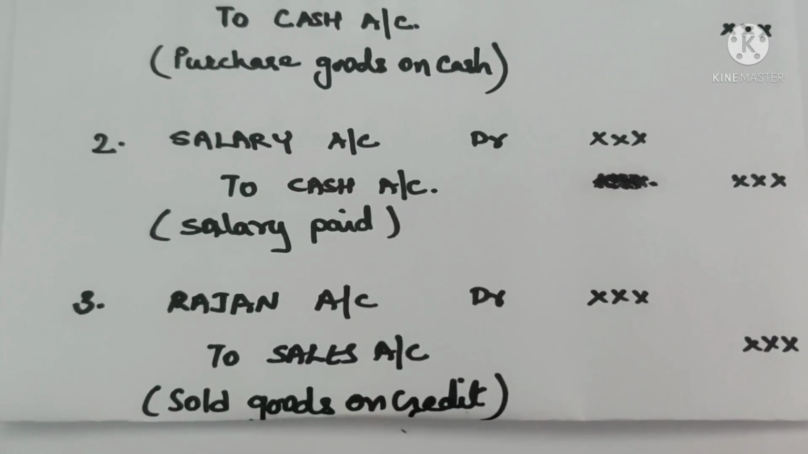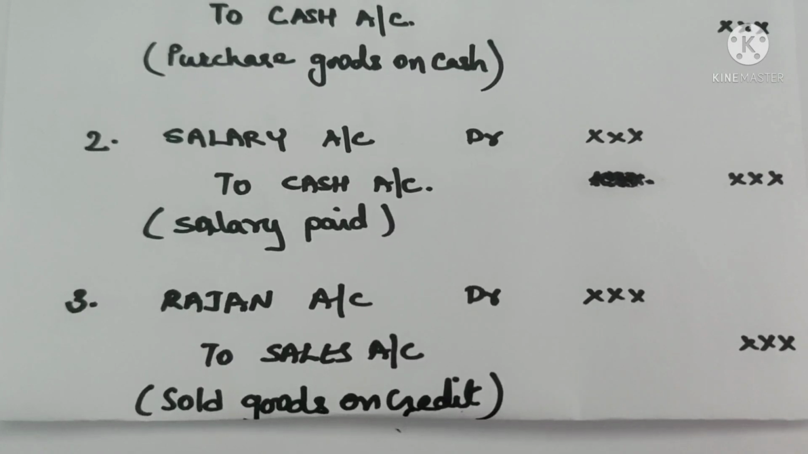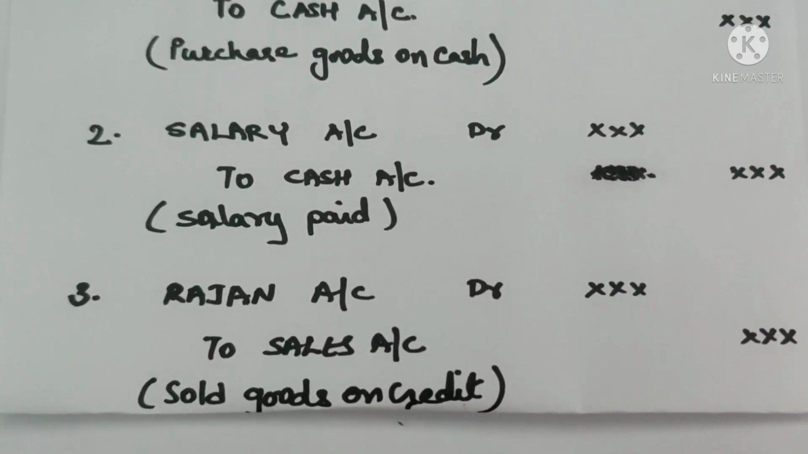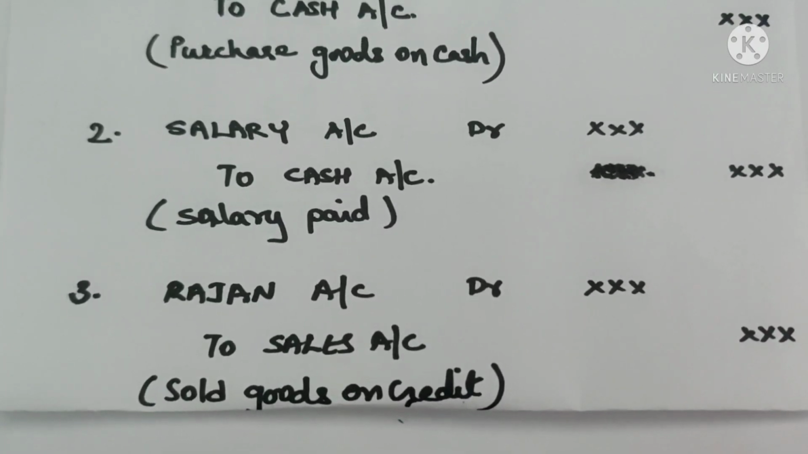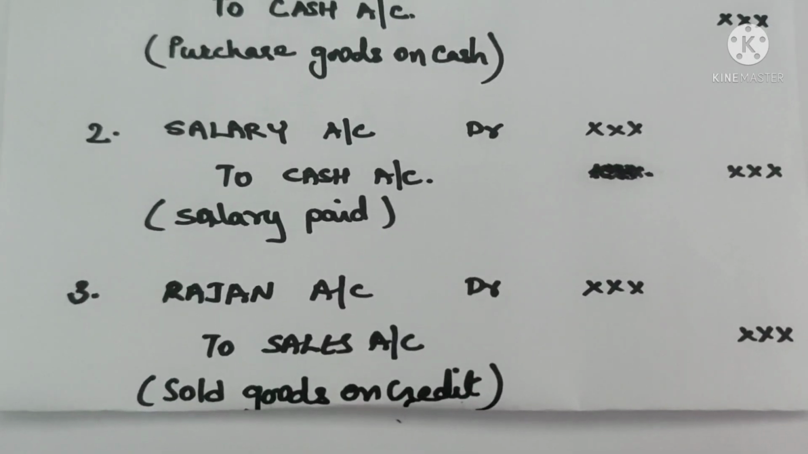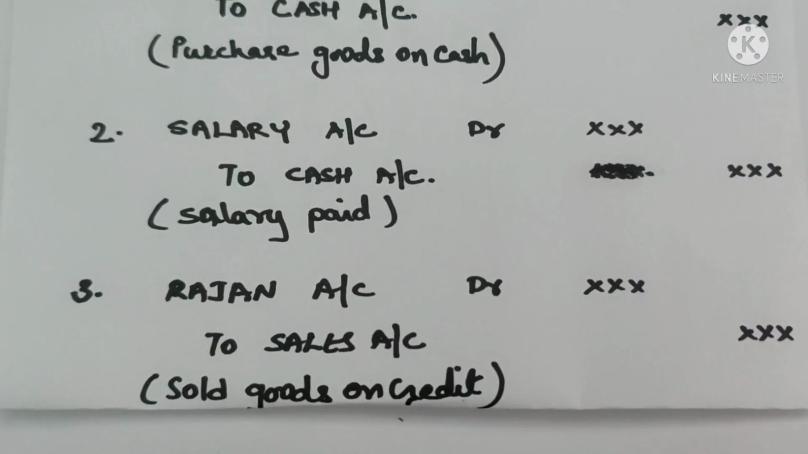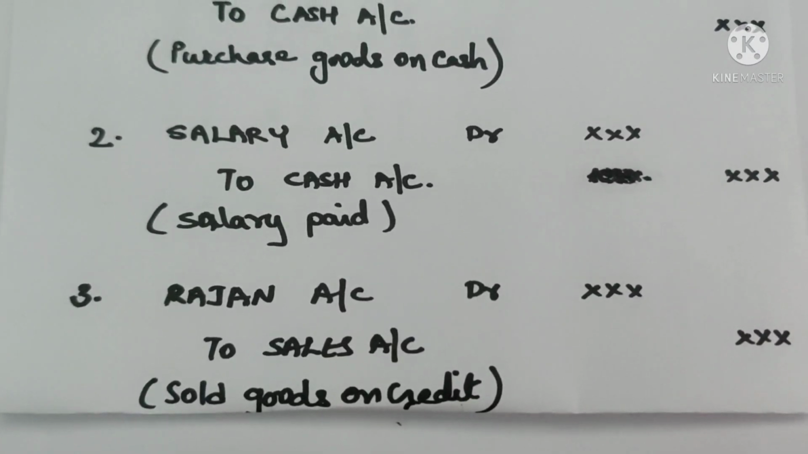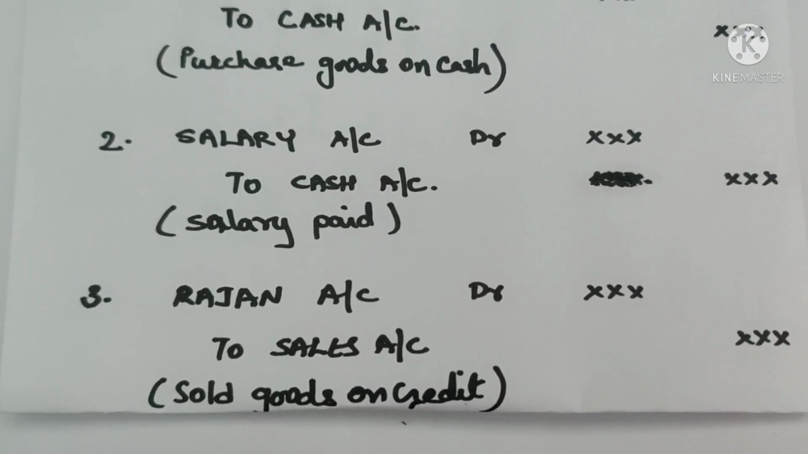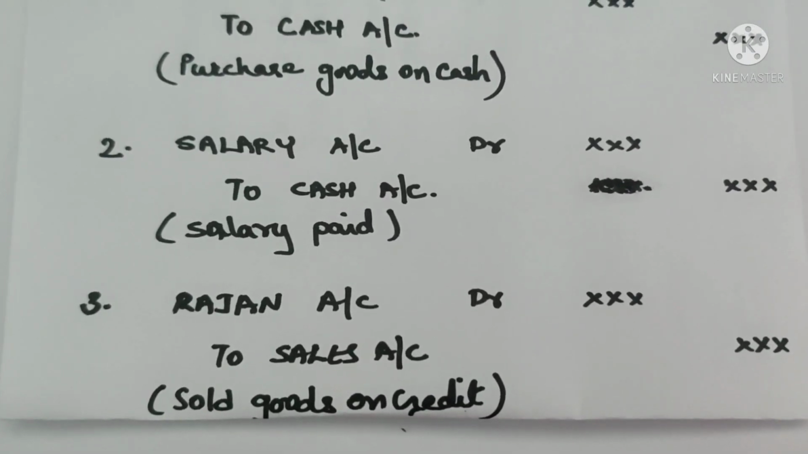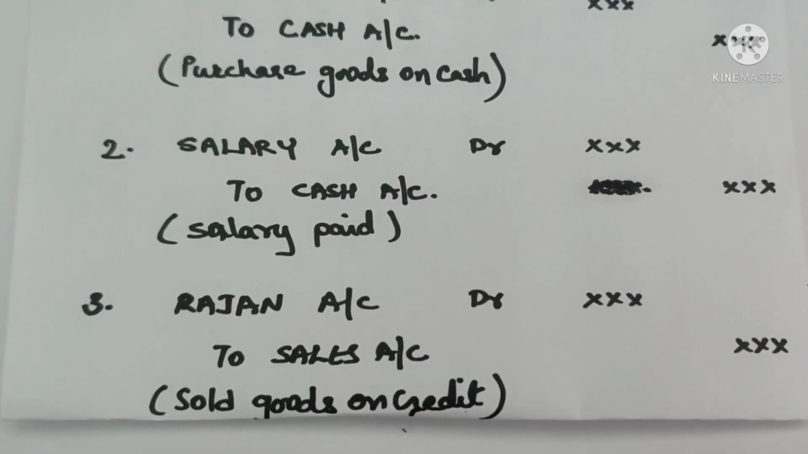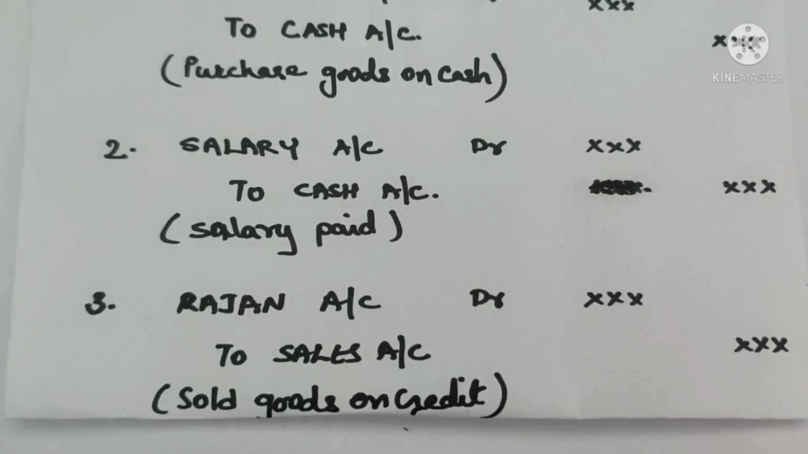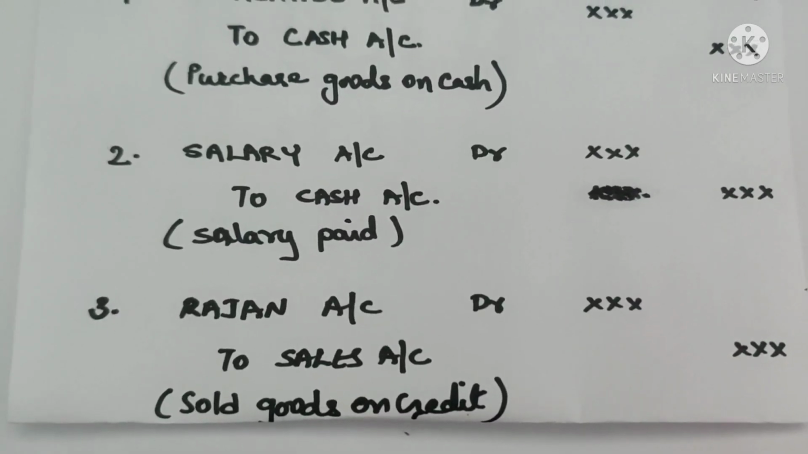Now next is salary account debit to cash account. For salary account you will write the amount in the debit column, and for cash account in the credit column. Narration again you have to write as per your question. It doesn't matter whatever you write, but it should be according to your question, and no need to write a lengthy one, just in short, but you have to write it, you cannot leave it, otherwise you will lose your marks. Next is Rajan account debit to sales account, goods sold on credit.